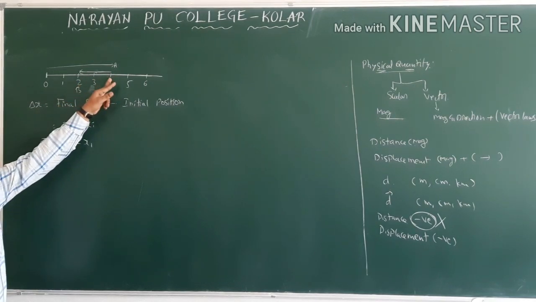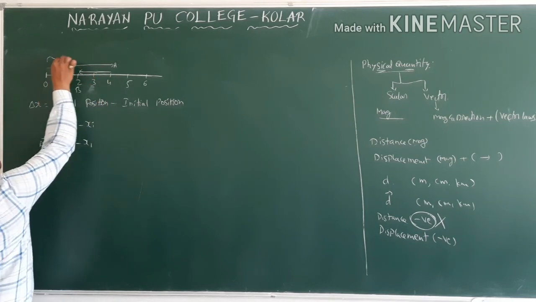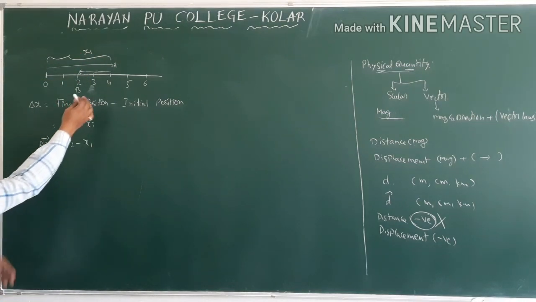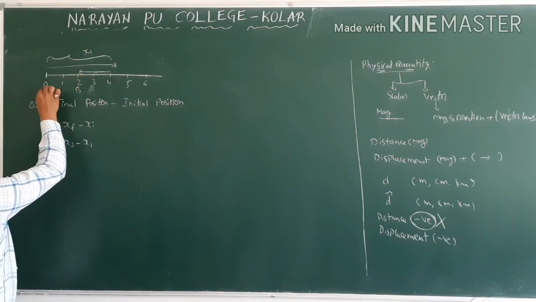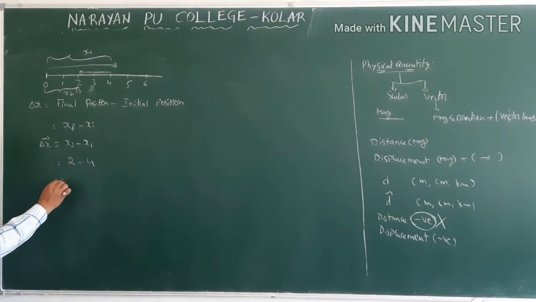So at A, what is the initial position? Here to here distance, that is nothing but x1. What is the final position? Whenever we move from A to B, the final position is B, that is nothing but x2. So x2 minus x1, final position minus initial position. Final position is 2, initial position is 4. 2 minus 4, how much do you get?